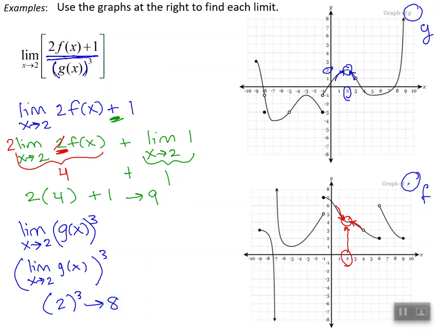Now, of course, we started by separating this quotient, numerator and denominator. Our numerator's limit is 9, our denominator's limit is 8. So our final answer, 9 over 8.